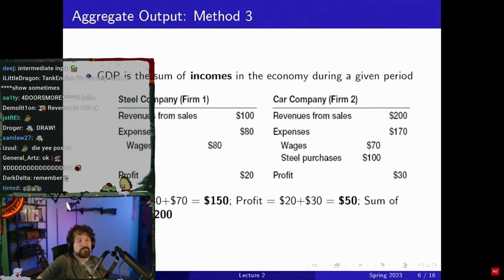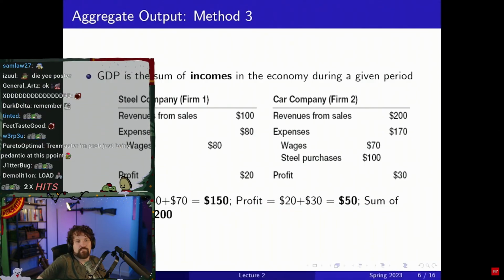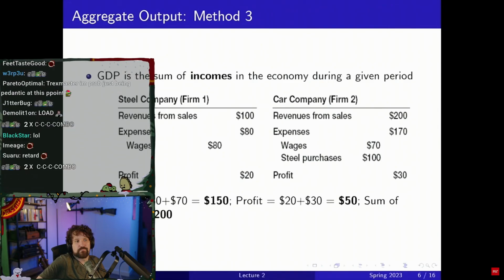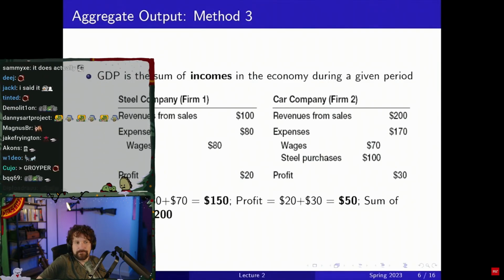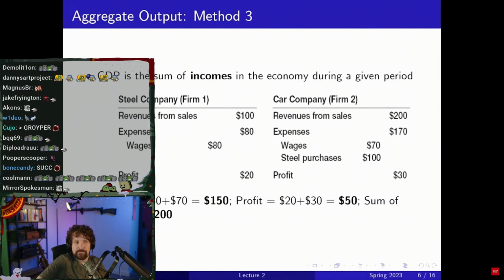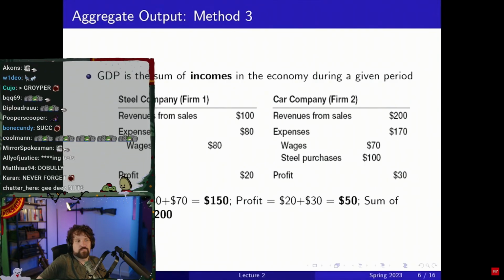What is the value added of the car company? Well, the revenue on sales is 200, but it purchased 100 in intermediate inputs. So the value added is 200 minus 100. The value added of this company is 100. 100 plus 100, I get my 200 again.